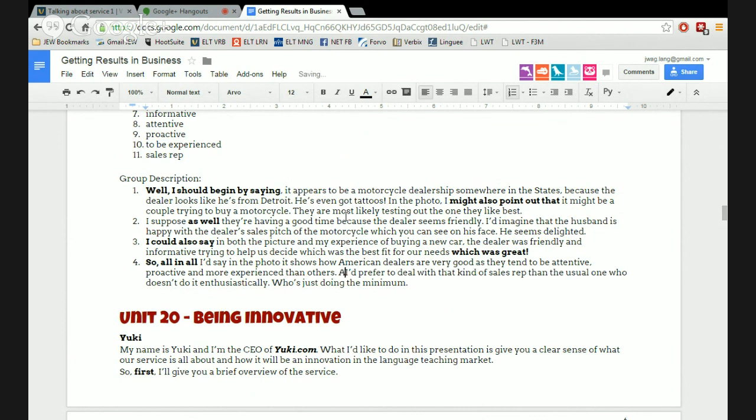And further, there's another addition connector we didn't say before. Oops, lost my page, 1 second. And further that, bold. I'd prefer to deal with that kind of sales rep than the usual one who doesn't do it enthusiastically, who's just doing the minimum. That's it. Now it sounds exactly like a native speaker because you've got opening connectors, addition connectors, and conclusion connectors in addition to what we said.